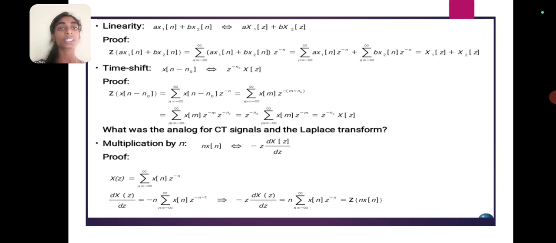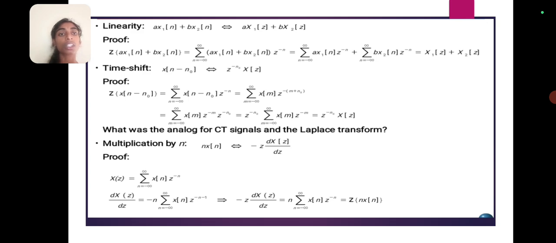Time shift: x(n - n0) gives z^(-n0) X(z). Proof: Z{x(n - n0)} is equal to summation of n equals minus infinity to infinity x(n - n0) z^(-n), which equals summation of m equals minus infinity to infinity x(m) z^(-(m + n0)), which equals z^(-n0) summation of m equals minus infinity to infinity x(m) z^(-m), which equals z^(-n0) X(z).